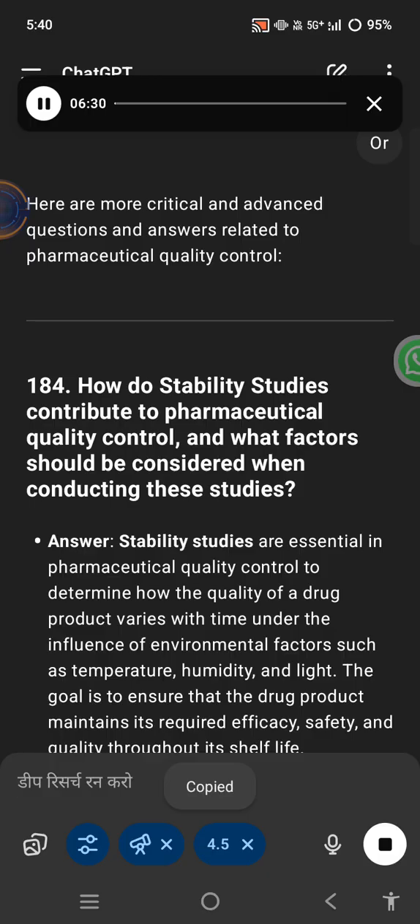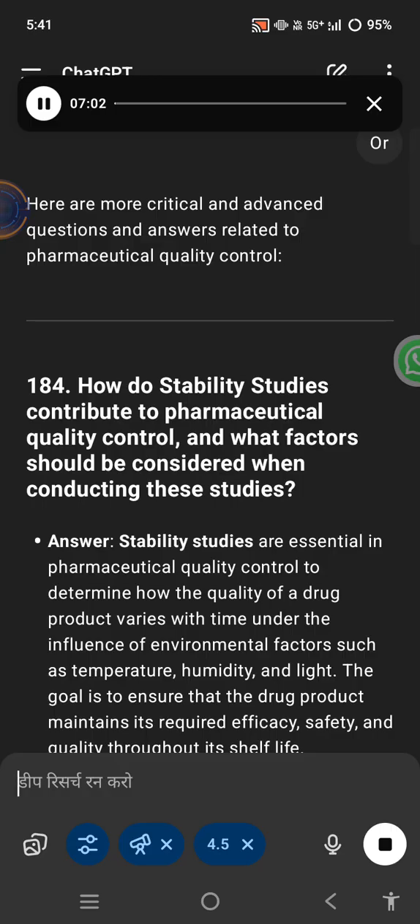Automated data collection. Sensors and automated systems collect data on critical process parameters such as temperature, pressure, and humidity. Feedback loops. Systems that automatically adjust process parameters based on real-time data. Predictive modeling. Using historical data to predict future outcomes and adjust processes accordingly. Quality control checkpoints. Routine inspections and tests at various stages of the process to ensure that the product remains within specification.